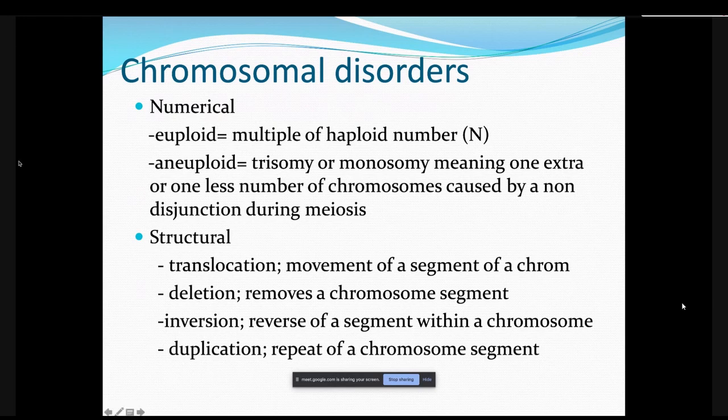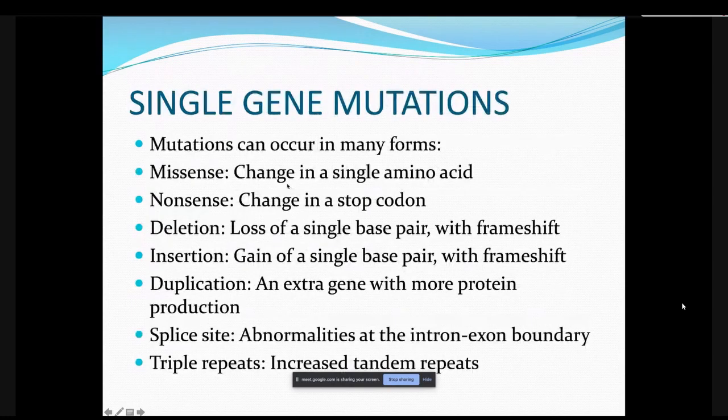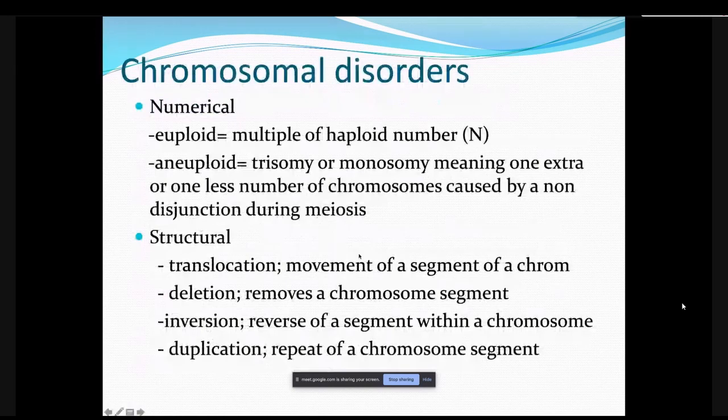Okay, so chromosomal disorders can be numerical or structural. Numerical is when you have euploidy, where you have a multiple, or aneuploidy, where you have one less, like in monosomy, or one more, like in trisomy. Structural is where you can have translocation, where there's a movement of a segment of a chromosome.